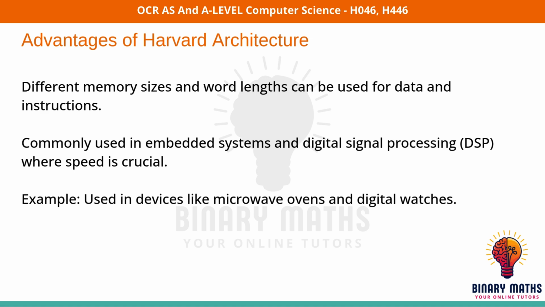The Harvard architecture has several advantages. It allows for different memory sizes and word lengths for data and instructions. This design is commonly used in embedded systems and digital signal processing, where speed is crucial. For example, devices like microwave ovens and digital watches often use Harvard architecture.